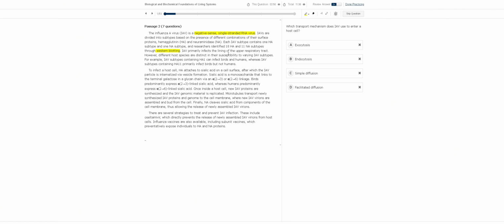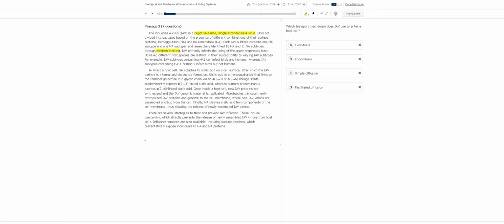your content. And then they're saying this virus affects mainly the lining of the upper respiratory tract. However, different host species are distinct in their susceptibility to varying IAV subtypes. For example, IAV subtypes containing H1 can affect birds and humans, whereas IAV subtypes containing H11 primarily affect birds but not humans. Okay, and so they just tell us the differentiation, what do these different subtypes do?